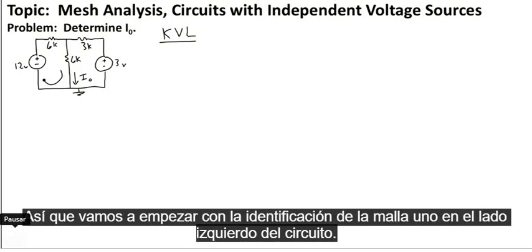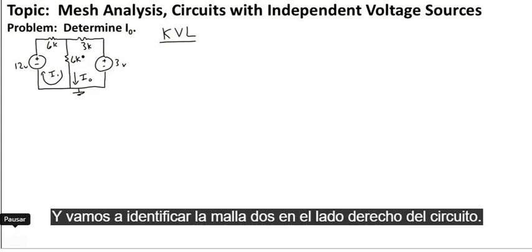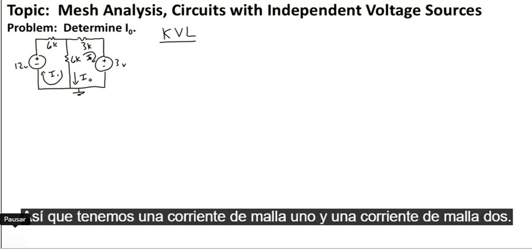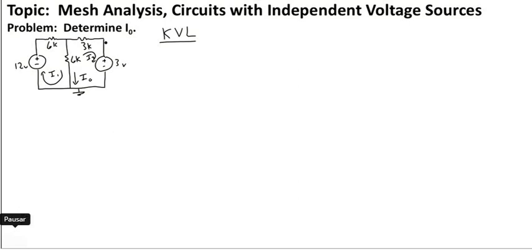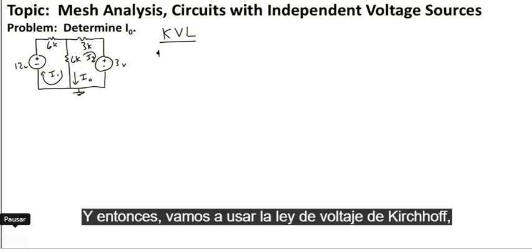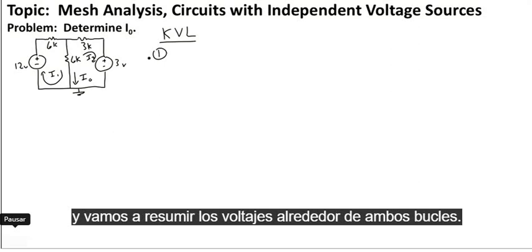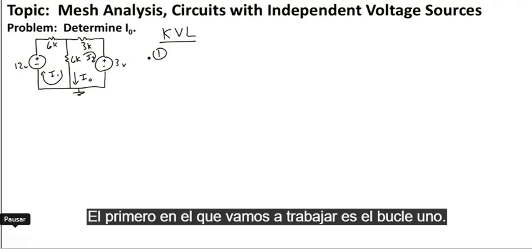So we're going to start with identifying mesh 1 on the left-hand side of the circuit, and we're going to identify mesh 2 on the right-hand side of the circuit. So we have a mesh current I1 and a mesh current I2. And we're going to use Kirchhoff's voltage law to sum up the voltages around both of those loops. The first one that we're going to work on is loop 1.